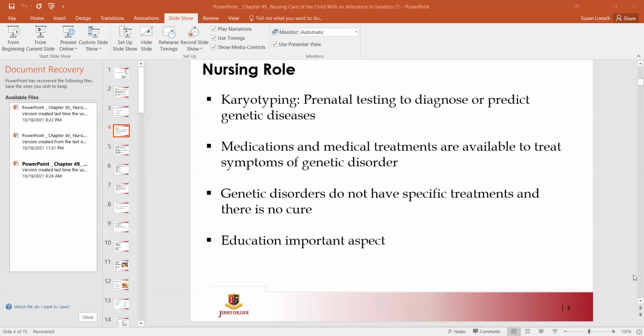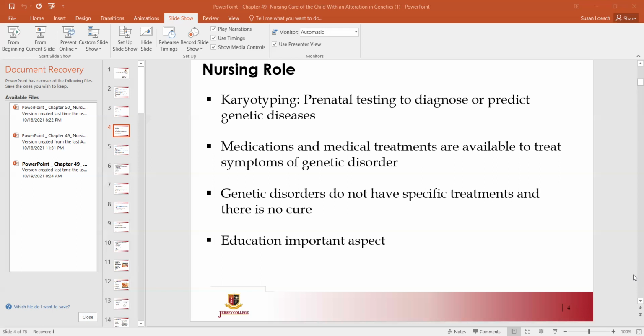We use a lot of different medications and other medical treatments to treat the symptoms of genetic disorders. They don't have a specific treatment, so it's based on the symptoms or what the disorder is. There's no cure, so treatment focuses again on specific symptoms of each disorder. We also have to consider the involvement of multiple organs with some of these disorders and the complex medical needs of the child. Generally, we're going to use a multidisciplinary approach, and good communication is extremely important.